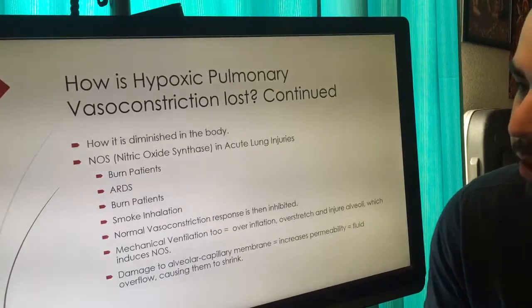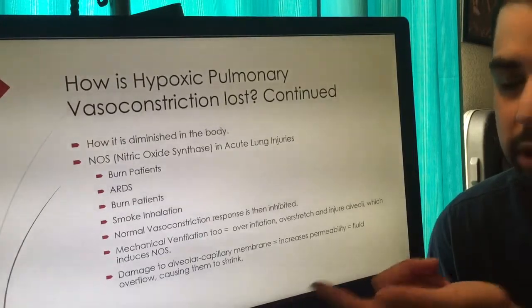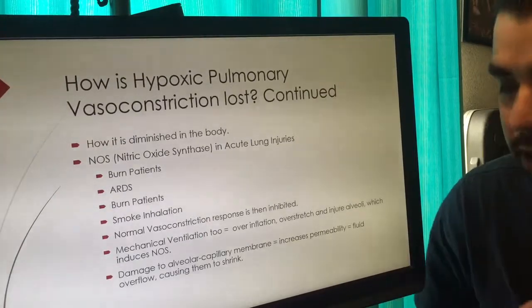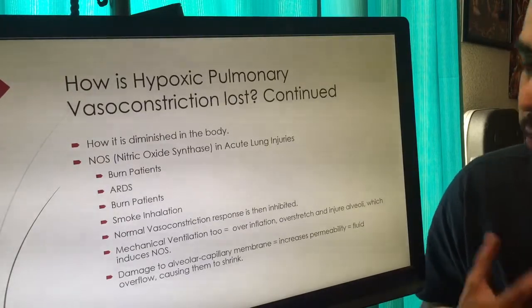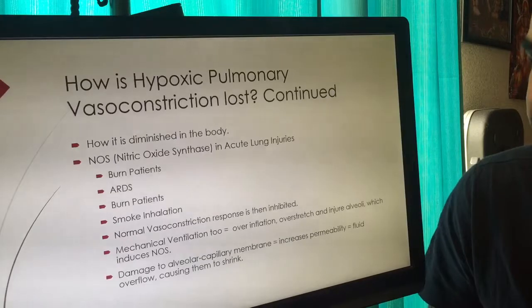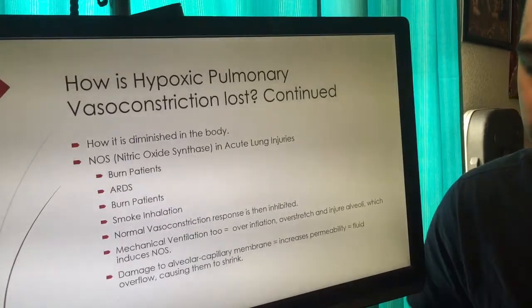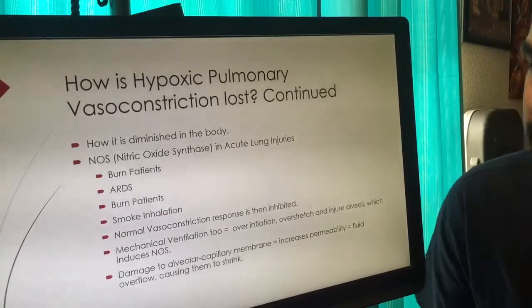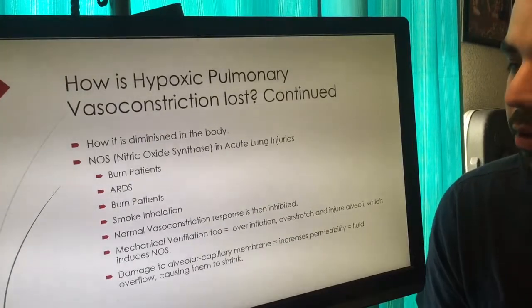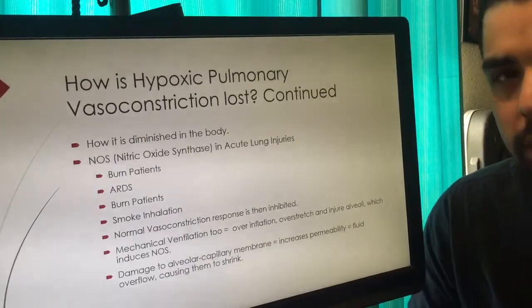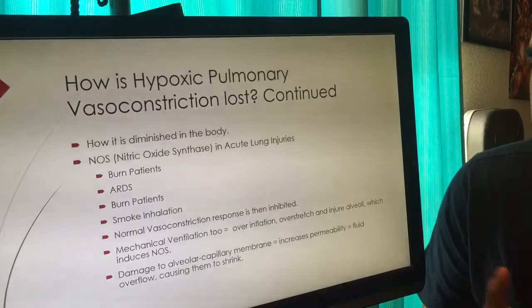There are two other ways HPV is lost or inhibited, and one is mechanical ventilation. It can overinflate and overstretch the alveoli, which could cause injury. This will induce nitric oxide synthase, inhibiting that HPV response, and any damage to the alveolar capillary membrane would increase permeability, meaning fluid overflow.